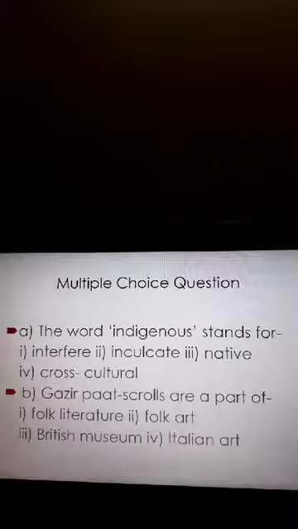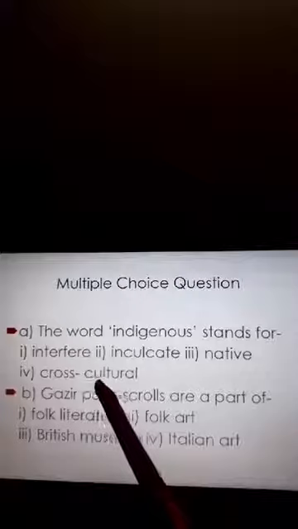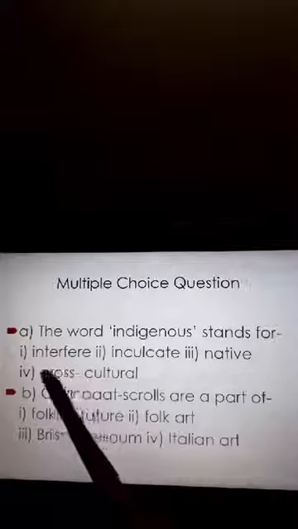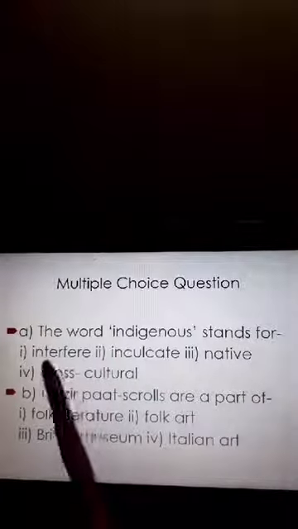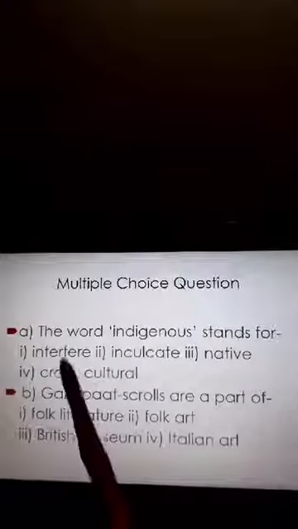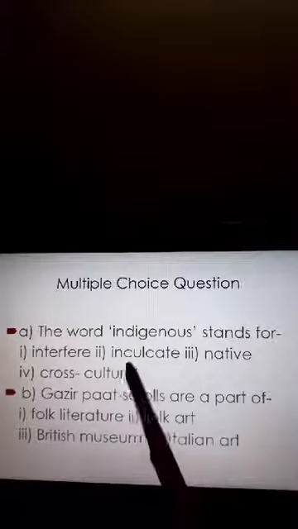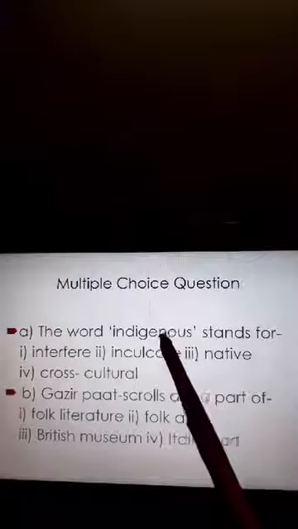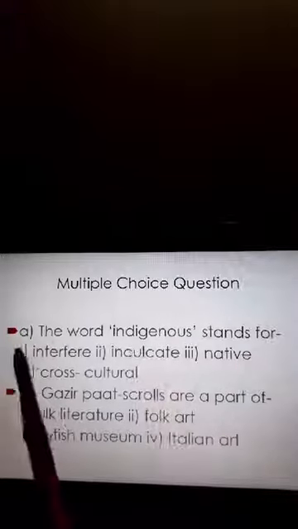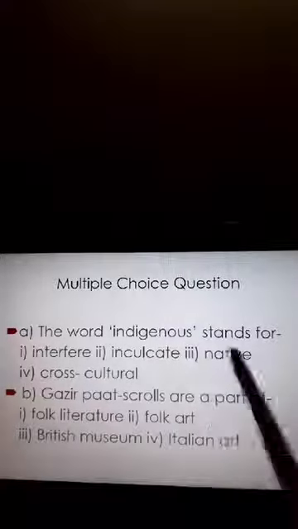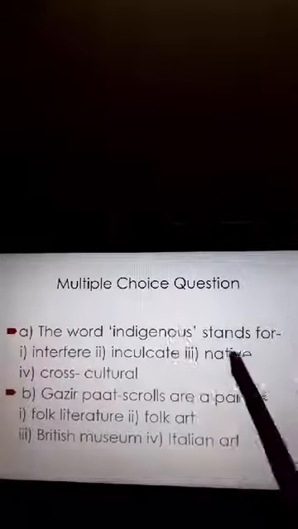Now the multiple choice questions. 5 multiple choice questions will be set in the question paper. In fact, I have shown 2 here. The word indigenous stands for: 4 options are given here: interfere, inculcate, native, cross-cultural. We know indigenous means local. That is the answer. Native. How can you write? You can also write down only A, number 3, native, or you can write the full sentence. The word indigenous stands for native.